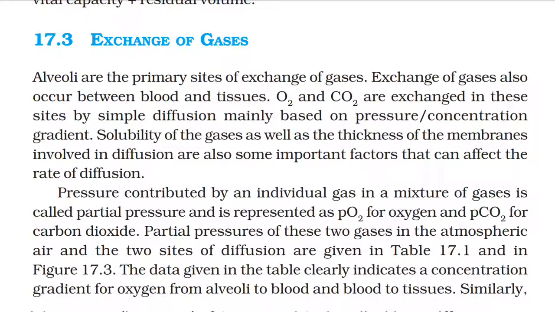Hello, guys. Let's see the continuation of the topic breathing and exchange of gases. Coming to the exchange of gases, alveoli are the primary site for the exchange of gases.